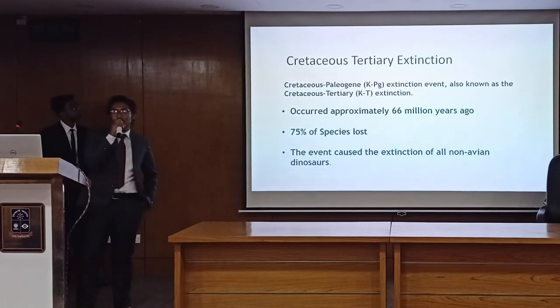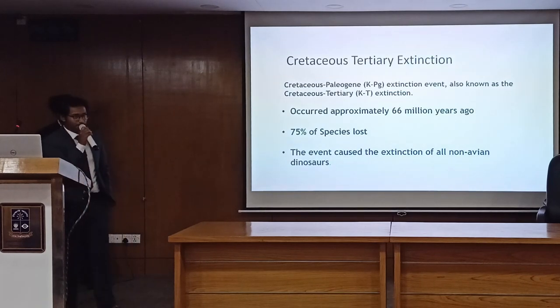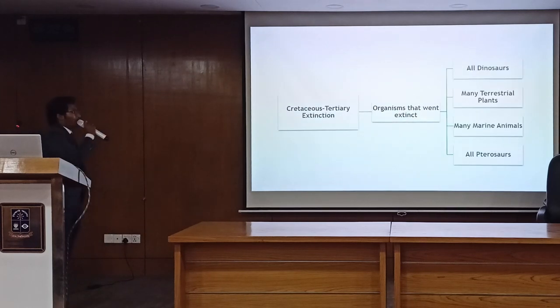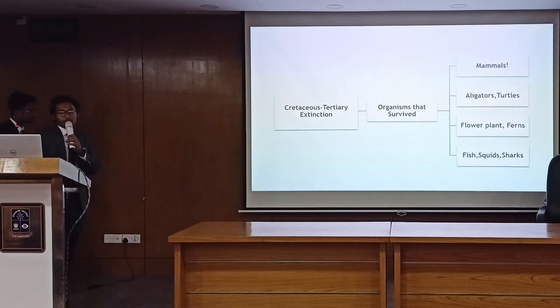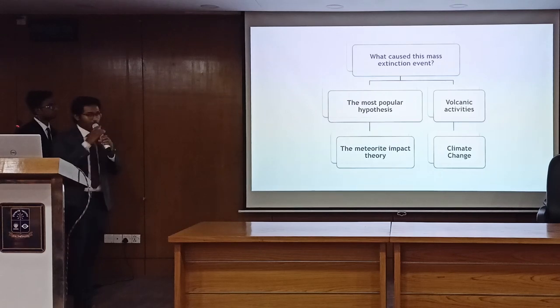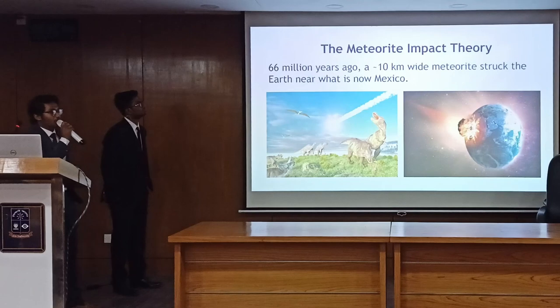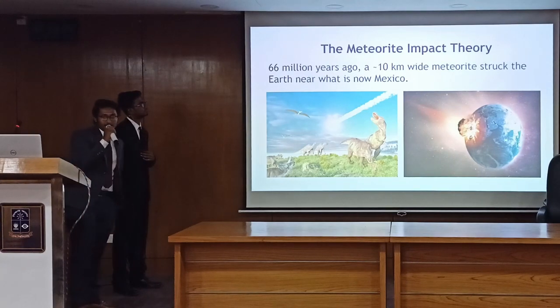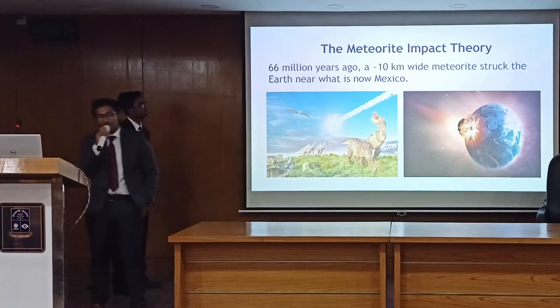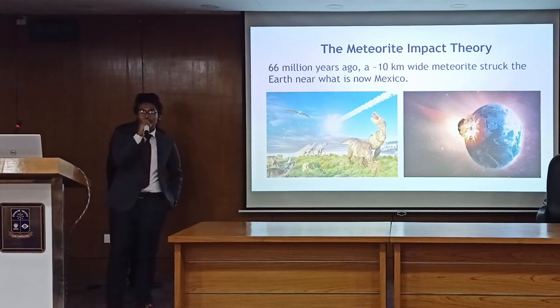The most popular one, thanks to the dinosaurs and the movies, happened 66 million years ago. The dinosaurs went extinct, but the mammals survived. There are many hypotheses about the incident, and the most important one is the meteor impact theory. Now, we are going to talk about how a meteor impact can trigger a mass extinction event.